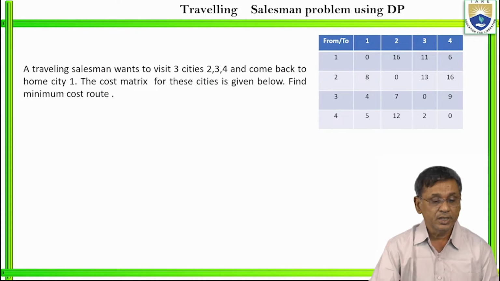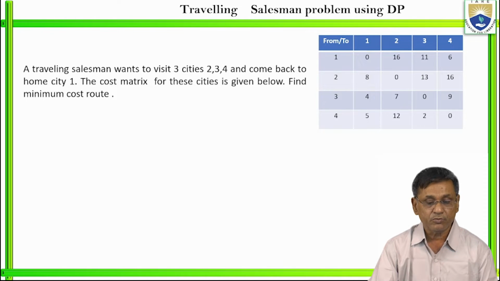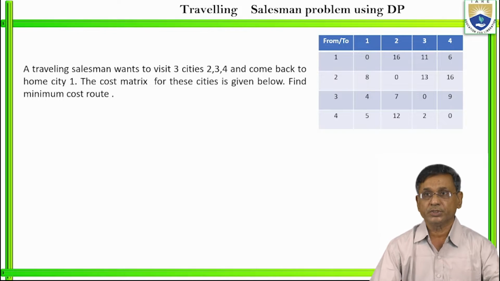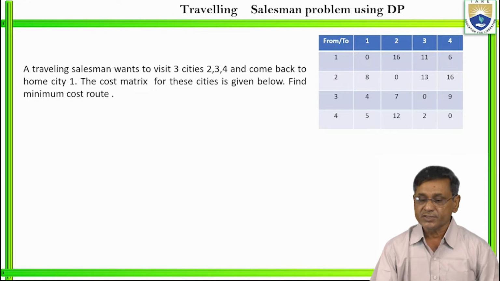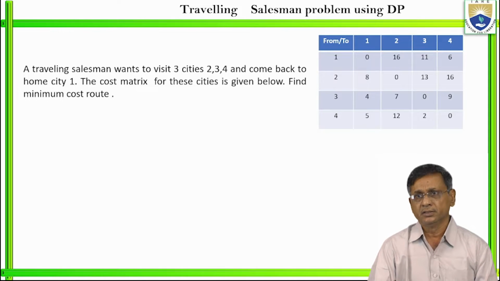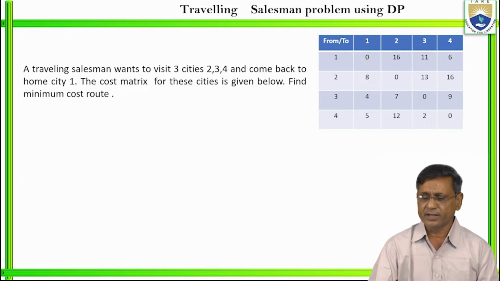Now, consider the example. A traveling salesman wants to visit 3 cities, 2, 3, 4, and come back to home city 1. The cost matrix for these cities is given below. Find the minimum cost route. So, the data is given. Based on the data, first we have to construct the state space diagram.